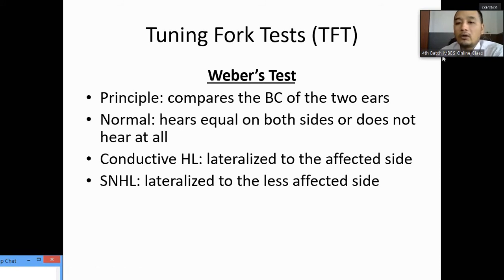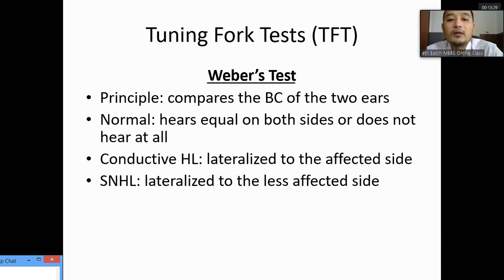And in normal, and we have interpretation. The outcome of the Weber test is whether the sound is lateralized to a single ear or not lateralized, whether the patient hears the sound only in one ear or more in one ear, or hears it equally in the other ear or doesn't hear anything. So we have only two outcomes: it is lateralized or it is not lateralized.